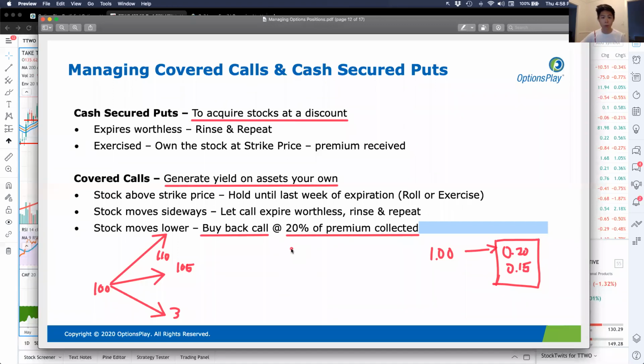These are different from all the other strategies because covered calls and cash secured puts do not require you to add additional risk to your portfolio. These are the only two trades that actually reduce risk in your overall portfolio.